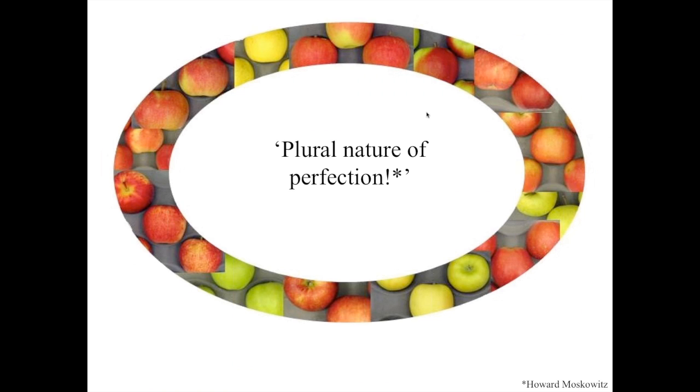All I wanted to leave you with is that one of the fun aspects of working with apple is the diversity that's expected by consumers. And I think that's really nicely coined in the term the plural nature of perfection. This is something that Howard Moskowitz put together when he was describing ketchup, but I think it works really well for apple as well. When you think about, for example, Granny Smith, Red Delicious, Honeycrisp, any other variety, they're all very different, but each has a strong consumer following. There are consumers that love them, and there are consumers that hate them. So for me, this whole plural nature of perfection is one of the great challenges of apple breeding.